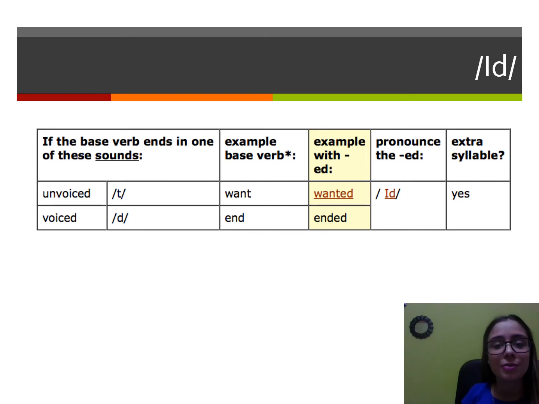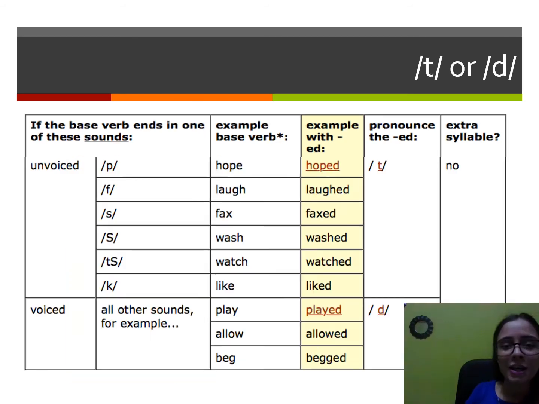The first scenario we have is if the base verb ends in one of these sounds, either T or D. We have, for example, want and end. The past of these verbs are wanted and ended. We can see that we do pronounce the ed at the end. So is there an extra syllable? Yes, it is.